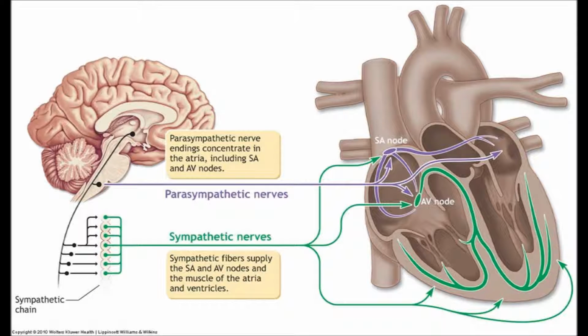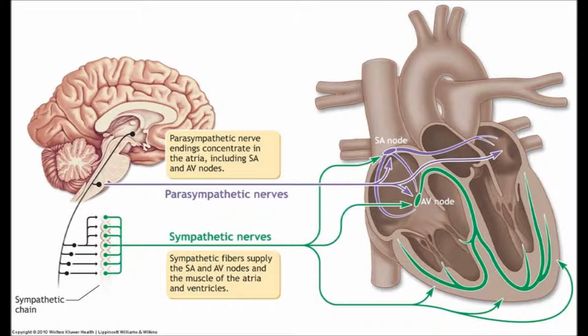In addition to the intrinsic control, extrinsic control, that's control from outside of the heart, occurs and is responsible for adjustments in heart rate. The parasympathetic nerve fibers that innervate the sinoatrial and the atrioventricular nodes arise from the cardiorespiratory control center in the brain. This is called the medulla oblongata, and they reach the heart as part of the vagus nerve.